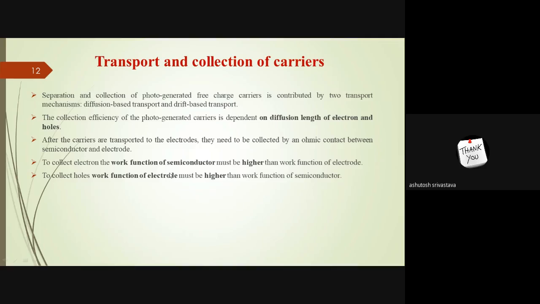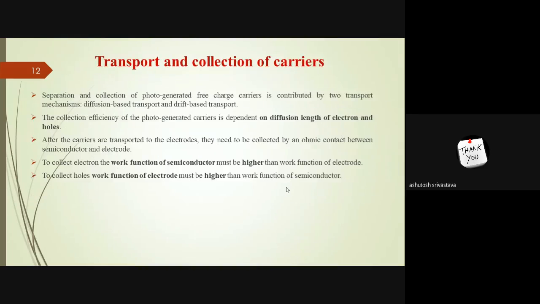So to collect the electron at one end, the work function of the semiconductor must be higher than the work function of the electrode. And to collect the holes, the work function of the electrode must be higher than the work function of the semiconductor. These are the two criteria to be taken care of while selecting the electrodes. Mostly we use molybdenum as an electrode here. So these two important criteria have to be taken care of.